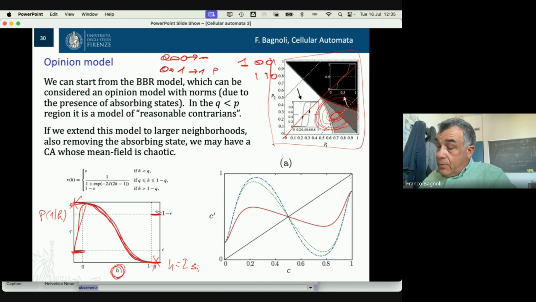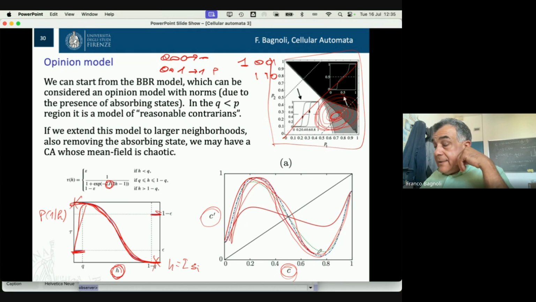And if you compute the mean field equation, you find something like this. So you remember, now this is the probability of having 1 at time t plus 1, given the probability of having 1 at time t. These are for different values of some parameter J. And what happens is that these curves can be either stable, for instance, or chaotic. If you take this, it can be chaotic.